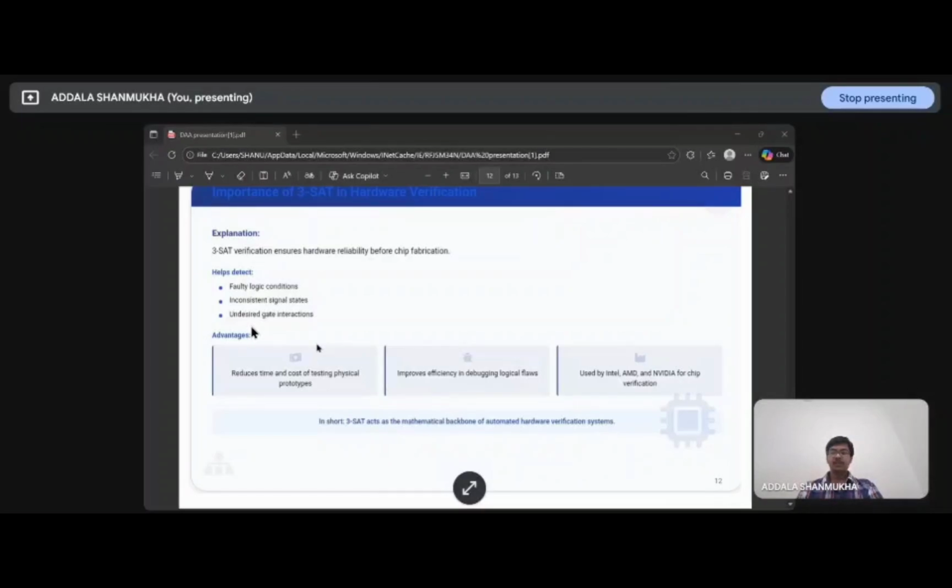Advantages: reduces time and cost, improves debugging efficiency, and is used heavily in industry. In short, SAT is the mathematical backbone of automated hardware verification. So this is the importance of SAT in hardware verification. Thank you.